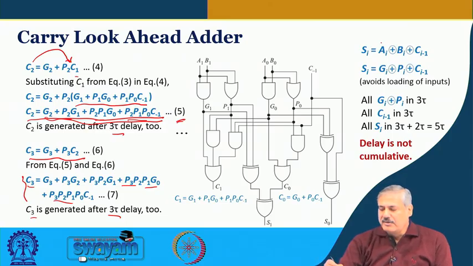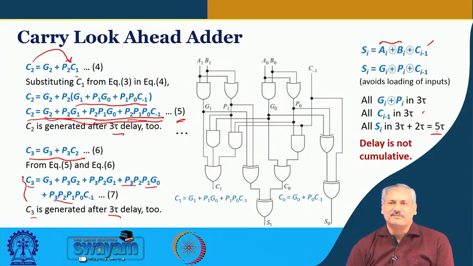A XOR B, that is already available through the XOR gate in 2 tau, and we are waiting for the carry to come, which is 3 tau for, say, 4 bit addition. So, 3 tau and 2 tau together, after 5 tau we are getting the final result, maximum 5 tau. Earlier, you have seen that it is 8 tau. And in this case the delay is not cumulative.